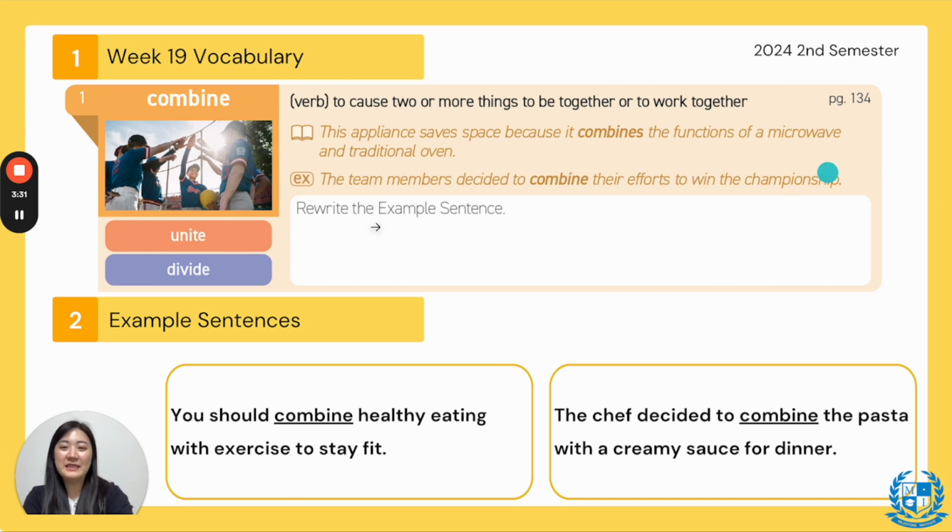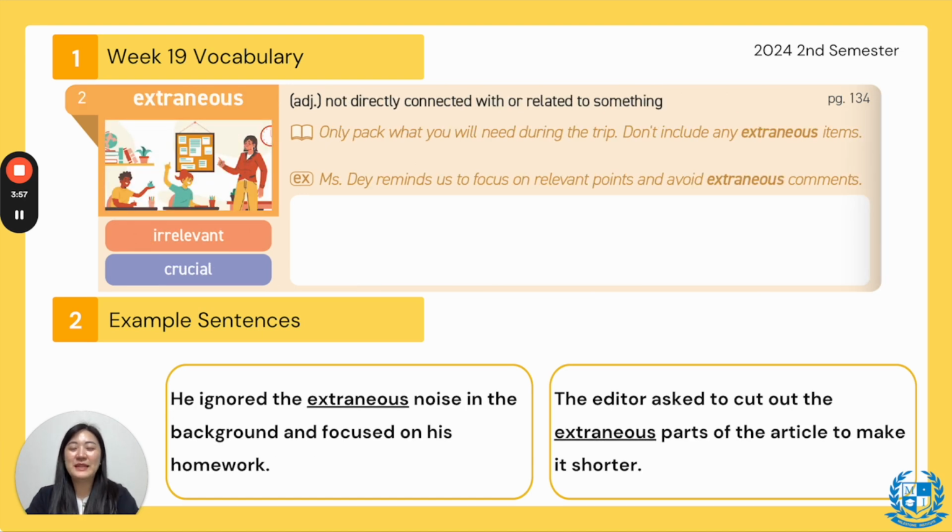Please don't forget to write your example sentence in the box for your homework. Let's look over here. It says, you should combine healthy eating with exercise to stay fit. The next one says, the chef decided to combine the pasta with a creamy sauce for dinner. So we're combining it. We're adding it all together. Delicious.